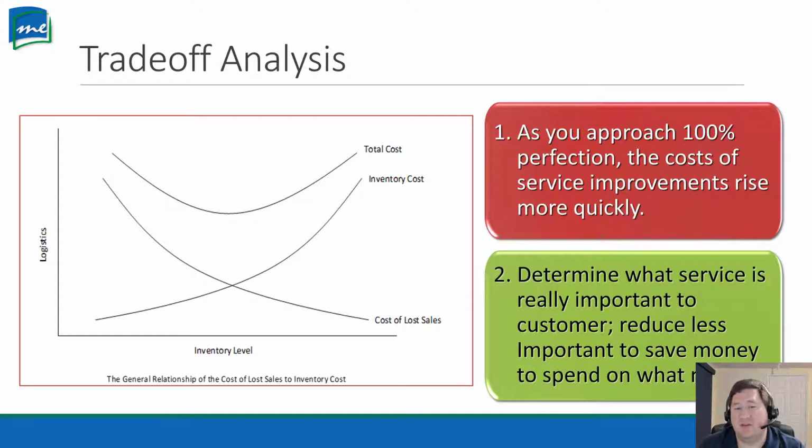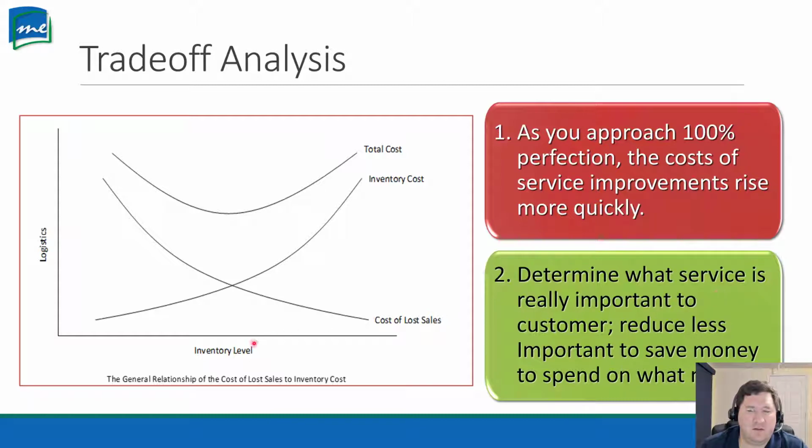As we approach 100% perfection, the cost of service required, or service improvements, rises more quickly. So you can see here, our total cost is going up with our inventory cost. But because our inventory cost is going up, the cost of lost sales is going down. So we have to determine what service is really important to the customer, and then reduce less important services less. So it's important to save money to spend on what matters.